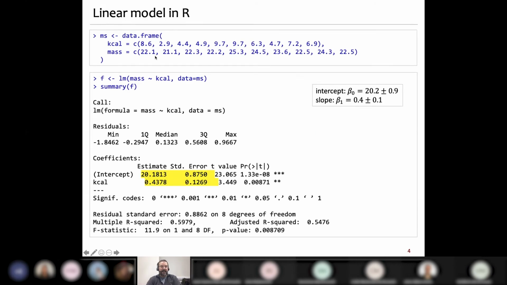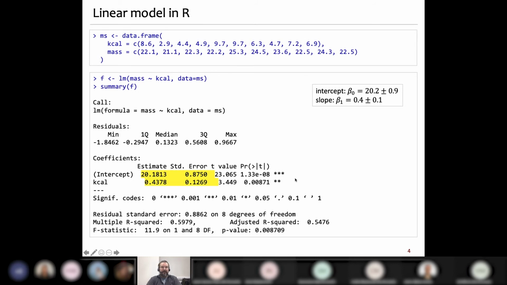We prepare a data set containing kilocalories, the calorific input, and mass, the body mass of a mouse. Then we type lm, which stands for linear model. The first argument is the formula, and the formula in this case is mass versus kilocalories. This is our response, this is our predictor. And we specify which data set we want. We call it MS. After the model has been created, we can plot, or we can print its summary.